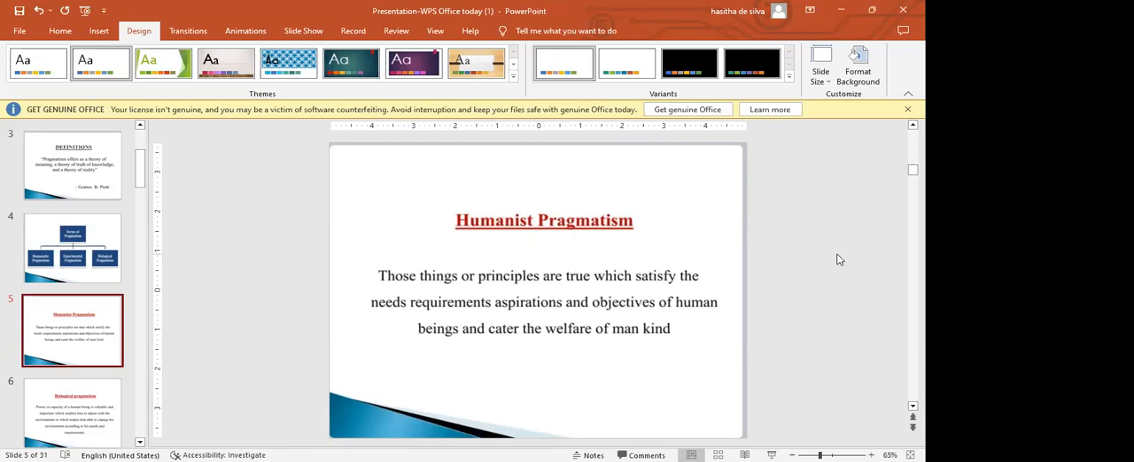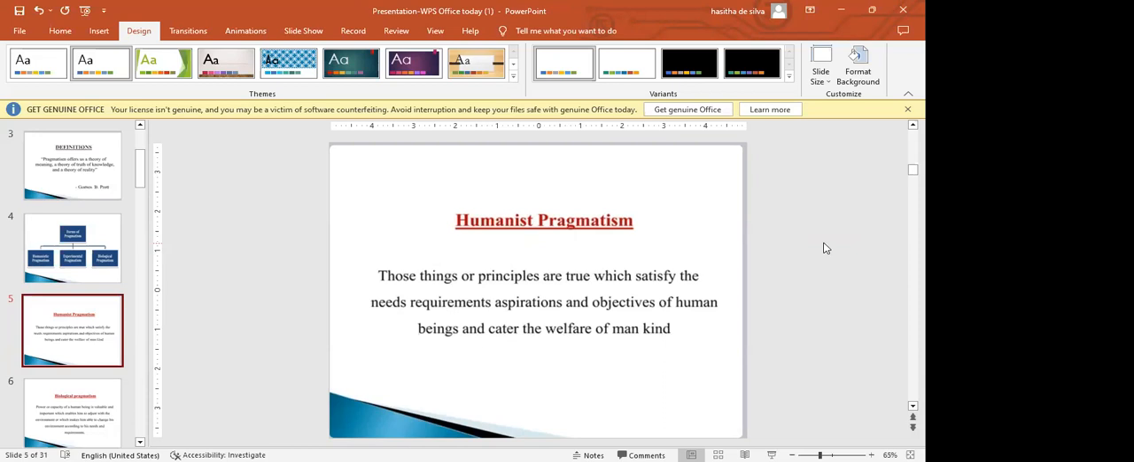Humanism in this context refers to a perspective that places value on human beings, their dignity, worth, and potentials. It emphasizes the importance of individual autonomy, personal growth, and the fulfillment of human needs. Humanistic thinkers focus on the subjective experience of individuals, including their emotions, values, and personal development.